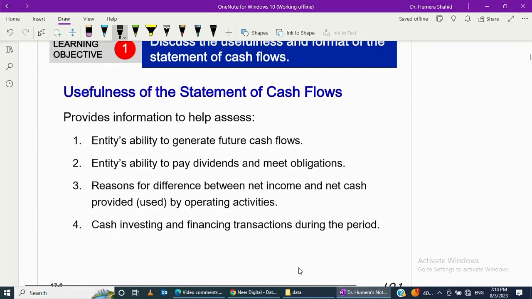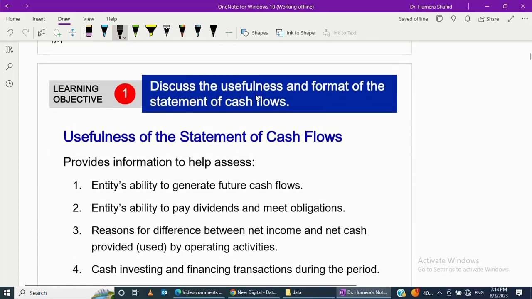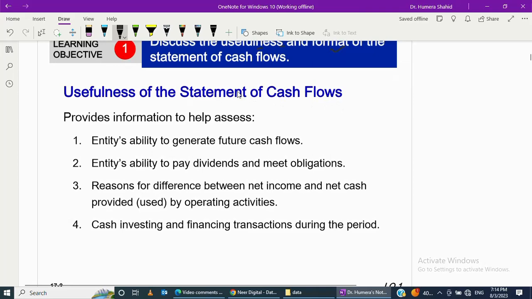So let's start from our learning objective number one, which talks about the usefulness and the format of the statement of cash flow. So why the statement of cash flow is needed? Why do we prepare it? Because it tells us what is the cash position or cash flow position of the company, or you can say what is the ability of the company to generate the future cash flows. If the company will be having enough cash, it will be able to pay the dividends, cash dividends to the owners, and to pay the money of the creditors on time.